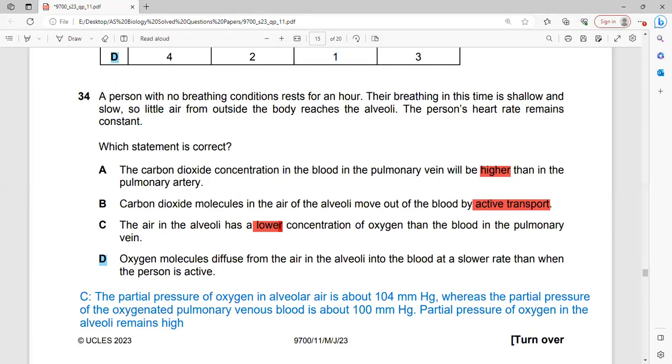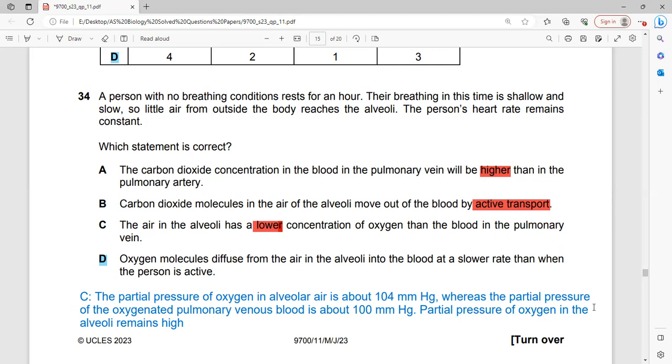A person with no breathing condition rests for an hour. So in this way, there's no fluctuation in the breathing and it's breathing with a normal rate at the time of rest. So the person's heart rate also remains constant. So which statement is correct? The carbon dioxide concentration in the blood in the pulmonary vein will be higher than in the pulmonary artery. So this word higher is wrong.